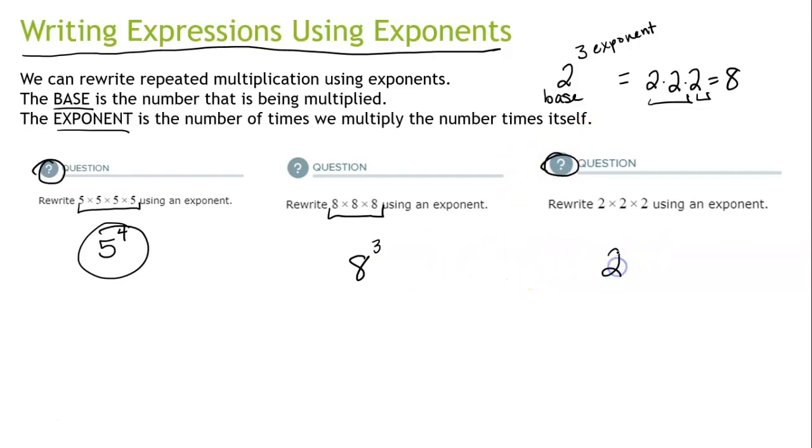Welcome back. You should have used 2 as your base, and there's 3 2's there, so that becomes 2 to the third, which again is not 6, that becomes 8.